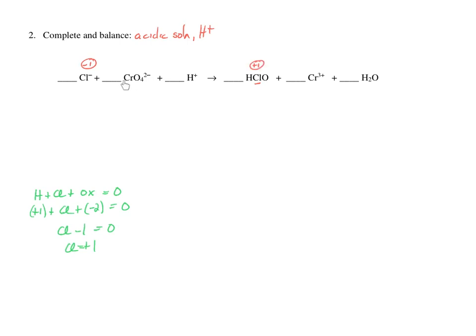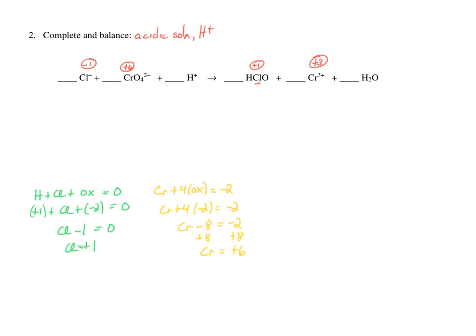All right, now we'll look at chromium here and in the products. In the products, since it's a monatomic ion, we can immediately determine that our oxidation number is +3. And we're going to do the algebra to determine the oxidation number of chromium in chromate. And we work through our algebra. Again, the sum of the oxidation numbers is equal to our net charge, which here is -2. We see that chromium in the reactants is +6, and in the products is +3.